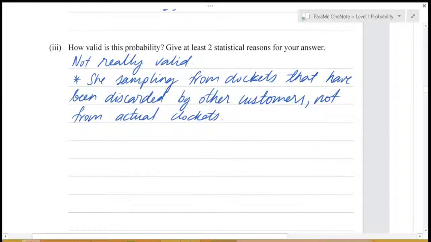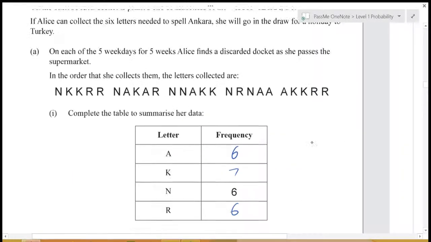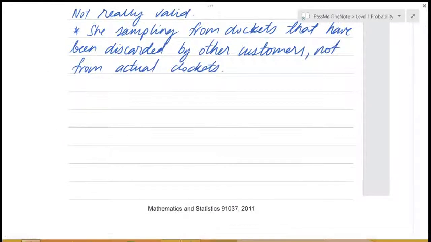So what we really mean here is it's possible that people take or rip off the letters that they want, and so she's not getting all the letters there. That's what that really means. Also, if we look at some of her data, we've got 2 K's there, 2 R's, 2 N's, 2 K's, 2 A's, 2 K's, 2 R's. There's a lot of pairs occurring there, and so that's something else as well.